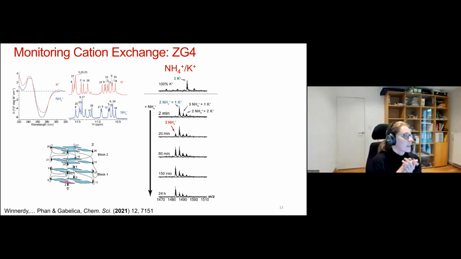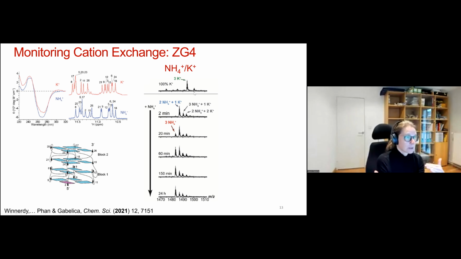Now, a few other examples picked from various papers. Another type of cation binding experiment that you can do with mass spectrometry is actually cation exchange. And this was from a collaboration with Antoine Pham on the ZG4 sequence. Actually, the ZG4 has exactly the same fold when in potassium or ammonium conditions. So it was a good system to test, with the same structure, the kinetics of exchange between ammonium and potassium. This paper is about cation residence time in the ZG4, which we found to be very long, especially for the central cation.